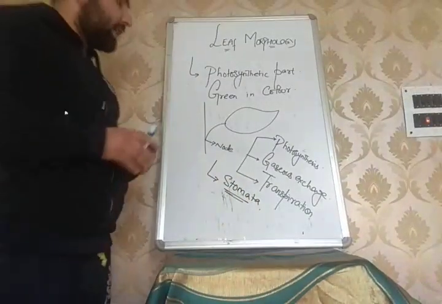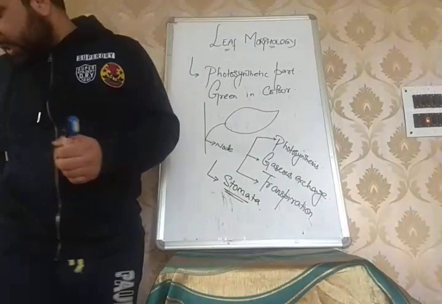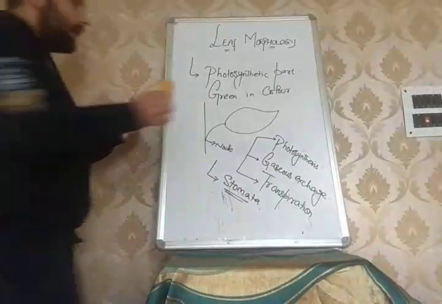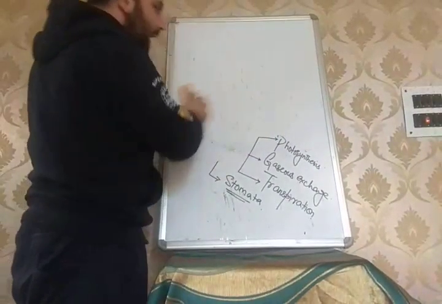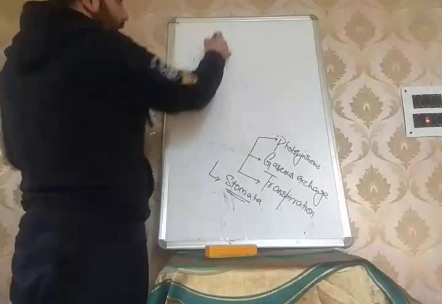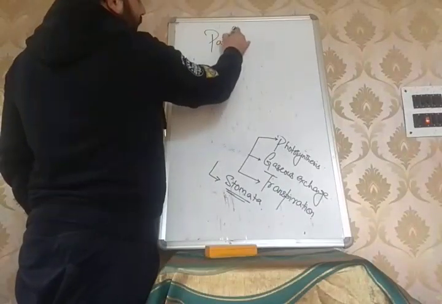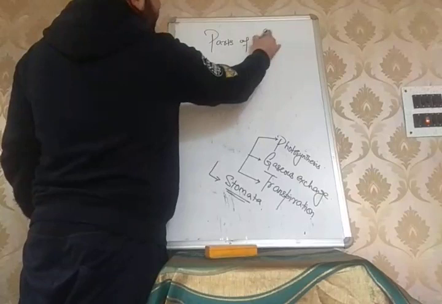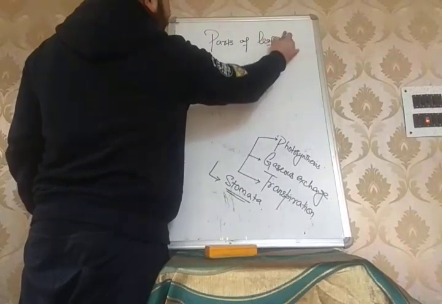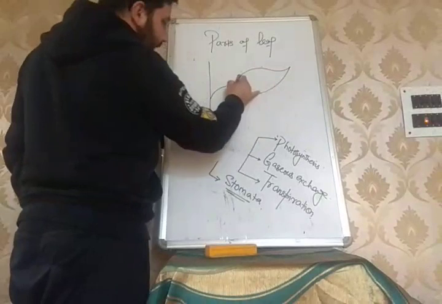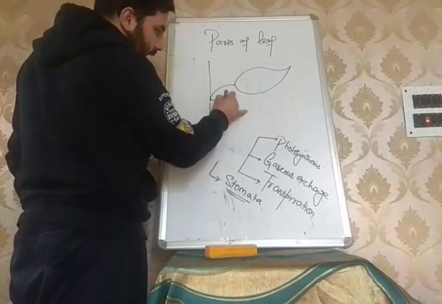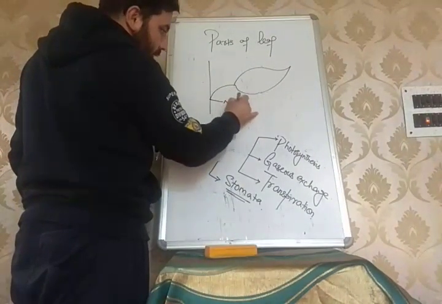Now, in this lecture we will talk about the different parts of leaf. As I said, in leaf morphology I'll first discuss the parts of leaf. If we talk about the parts of leaf, the first important thing is the point from which leaf arises; this point is called the node.